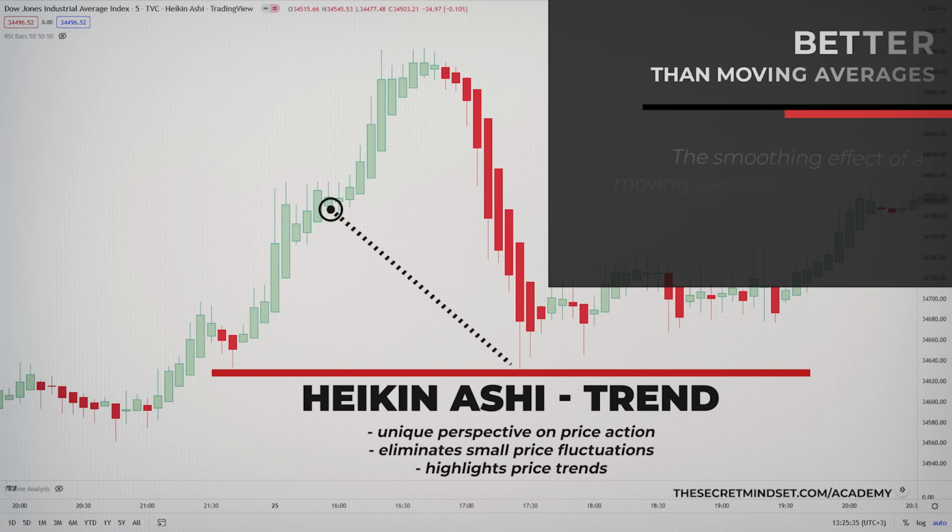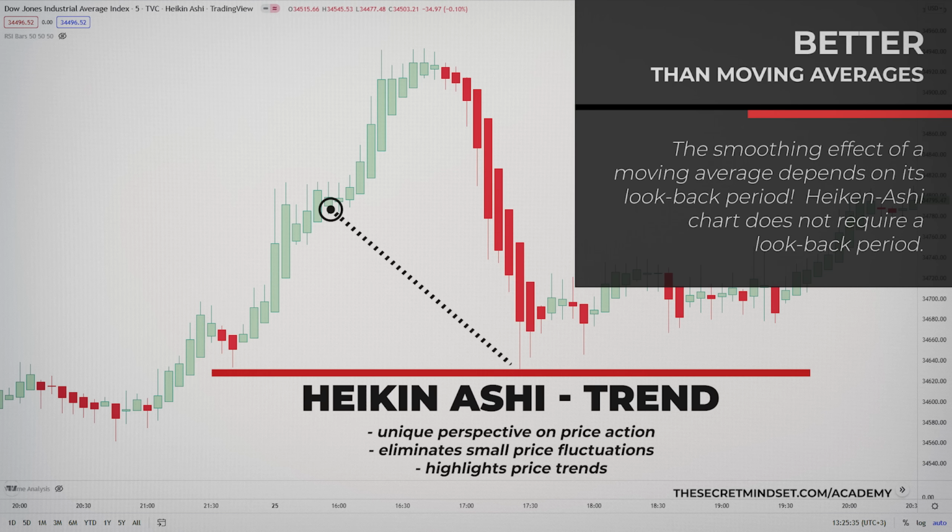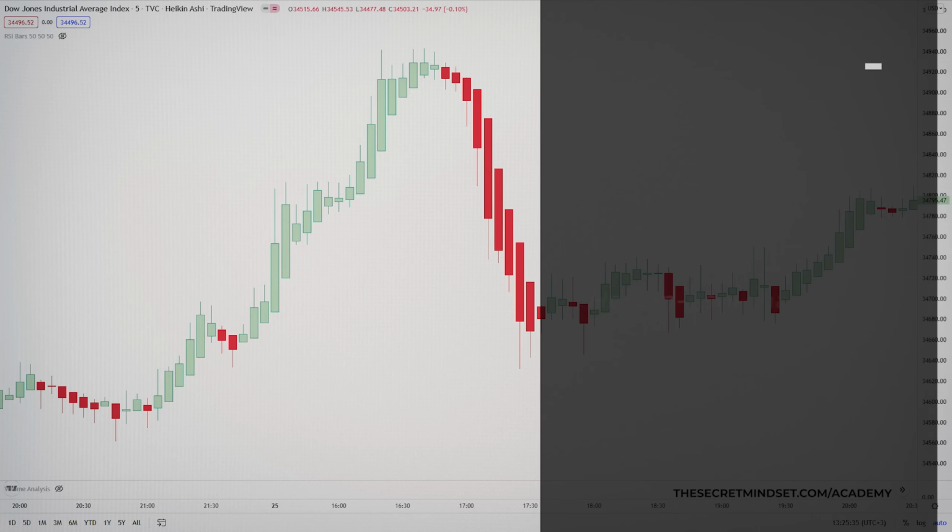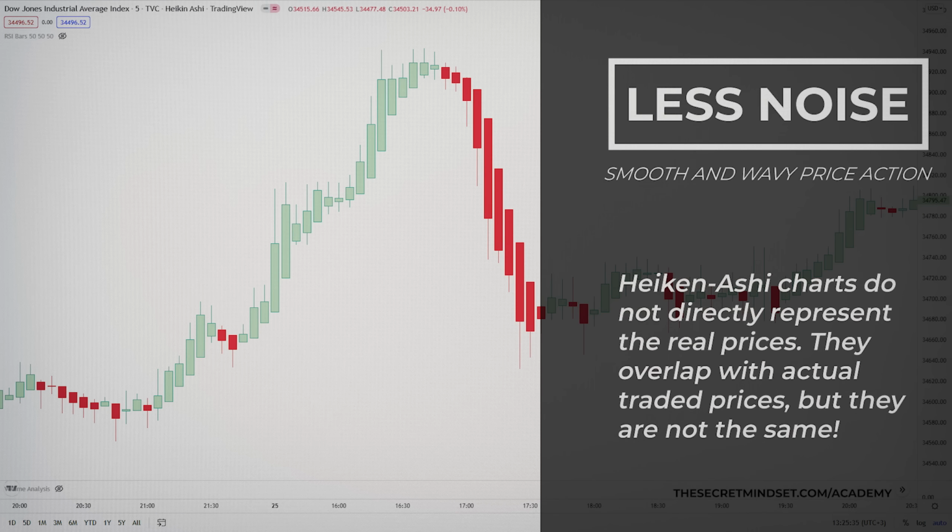A moving average smooths a price chart as well. So what is the difference between a moving average and a Heikin Ashi chart? While the smoothing effect of a moving average depends on its look-back period, the Heikin Ashi chart doesn't require a look-back period. And with such smooth and wavy price action, a part of market noise is eliminated.